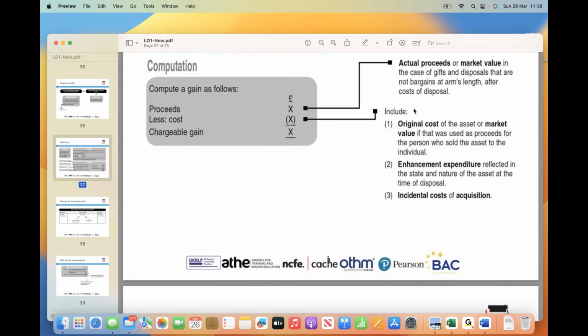Then subtract the cost of the asset, including the original cost or market value if used as the proceeds, enhancement expenditure that improves the asset, and the incidental costs of acquisition. The resulting amount is the chargeable gain, which is subject to capital gains tax. It is very important that certain reliefs and exemptions may be available to reduce the amount of the chargeable gain, such as the annual exempt amount, main residence relief, or entrepreneurs' relief.